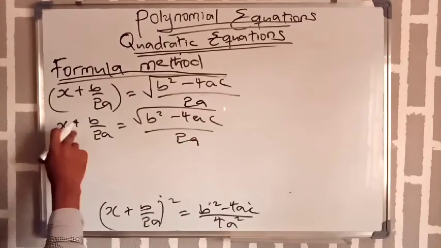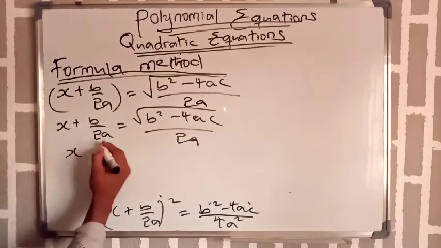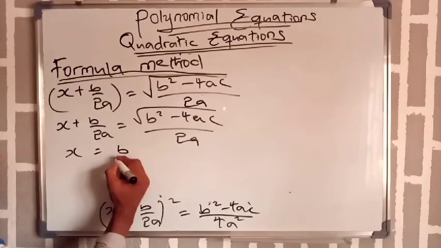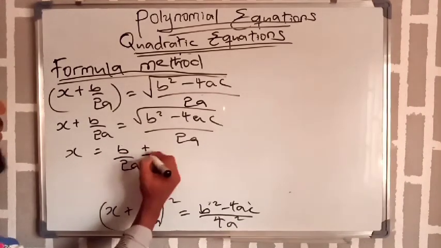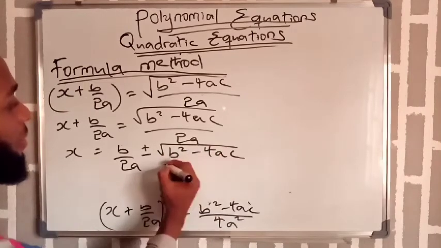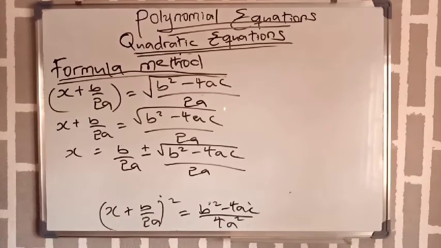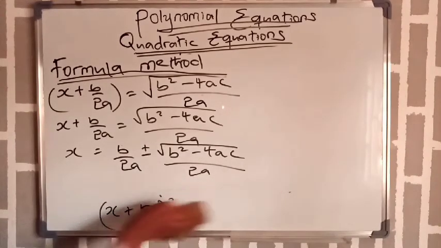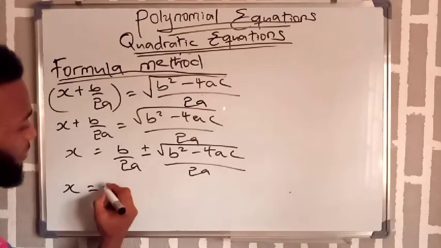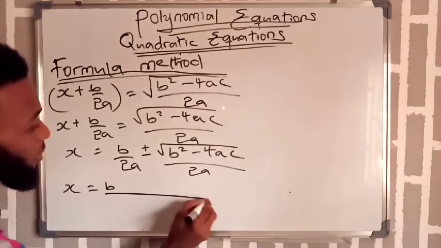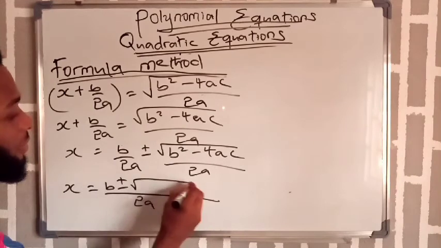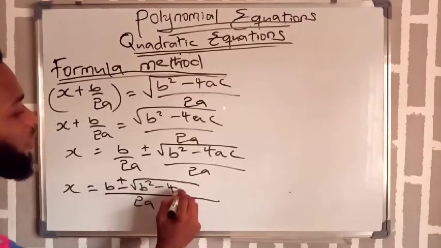So now this will move over to the other side, and x becomes, I told you we don't know the sign which is here, so it becomes b over 2a plus or minus b squared minus 4ac over 2a. Okay, so now simple, you know the LCM already. x equals b all over 2a, the LCM, and plus or minus b squared minus 4ac.